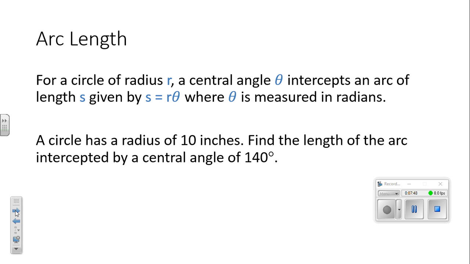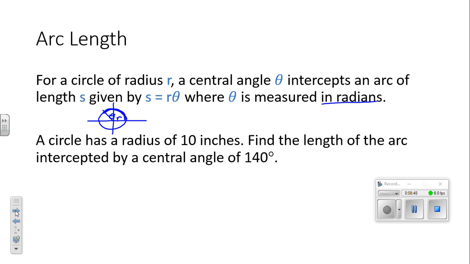So arc length. We discussed this a bit yesterday. When we said that we have a circle of radius r with a central angle theta, it intercepts an arc length of s, and we use s equals r times theta, provided that theta is measured in radians. If you want to know how long that arc length is, how far does something travel if it travels that path, you're looking at s equals r times theta, the radius times the radian measure of that angle. And that's the key. It has to be in radians, so you'll have to convert from degrees to radians at times to use this formula.